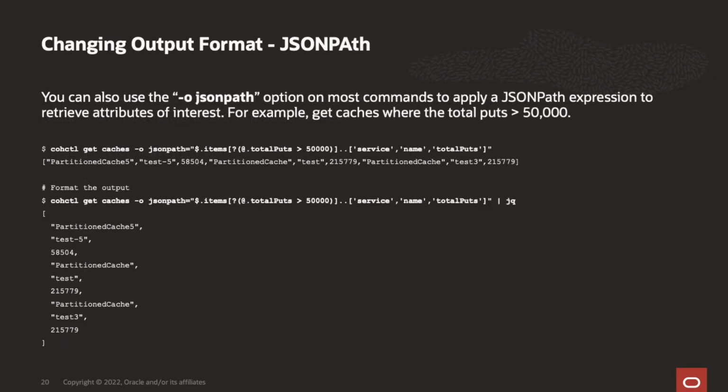We can also use JSONPath on most commands to apply a JSONPath expression to retrieve anything of interest. So in this example here, we're interested in all caches where the total puts are greater than 50,000.